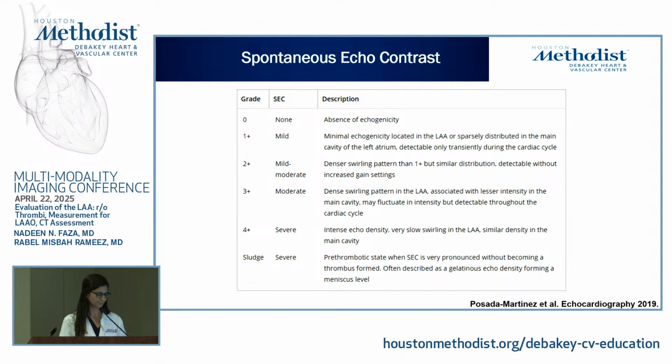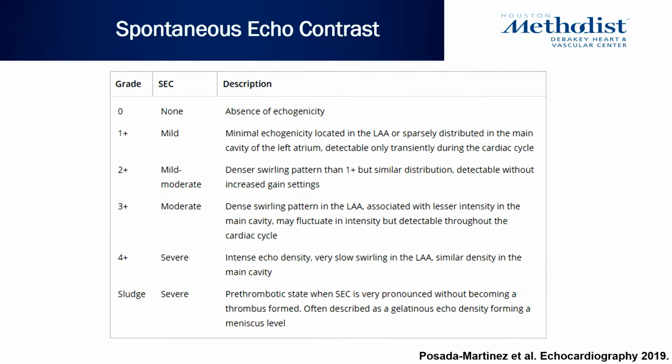swirling pattern. So when you have sludge, which is severe spontaneous echo contrast, this is a pre-thrombotic state where the spontaneous echo contrast is very pronounced without becoming a thrombus, and it's often described as a gelatinous echo density forming a meniscus level. That's when you call it sludge or severe spontaneous echo contrast. And then if you can notice, there's a variation from 1+ to 4+, depending on the intensity, the velocity of the swirling, and the location within the left atrial appendage cavity.